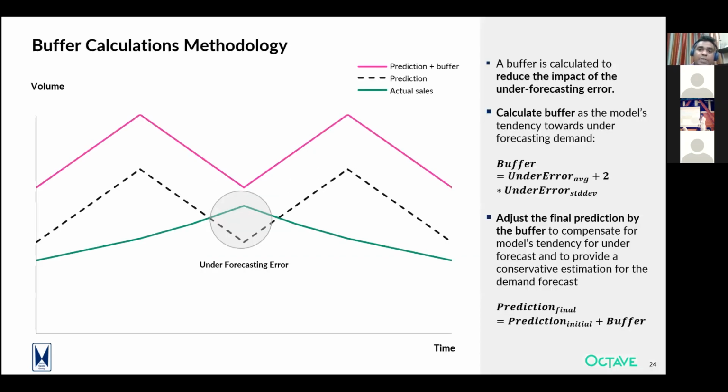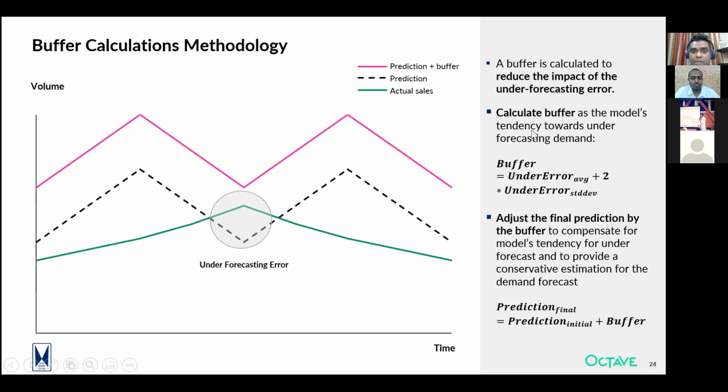How we use the buffer is, let's say, if you take this particular scenario, the prediction is the dotted line. At a given point, the actual sales is higher than the prediction, right? That means we are doing an under forecast. So to reduce this error, you can add a buffer. There are different approaches we follow.